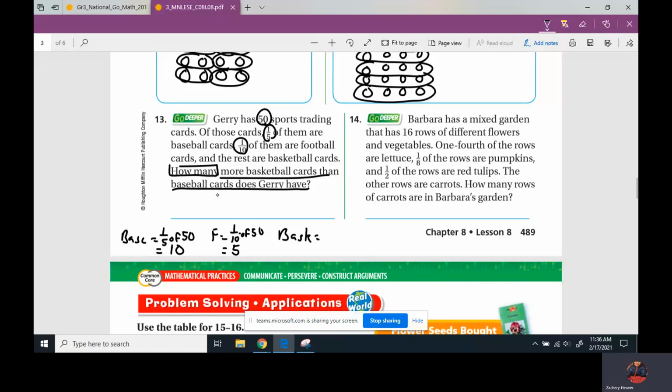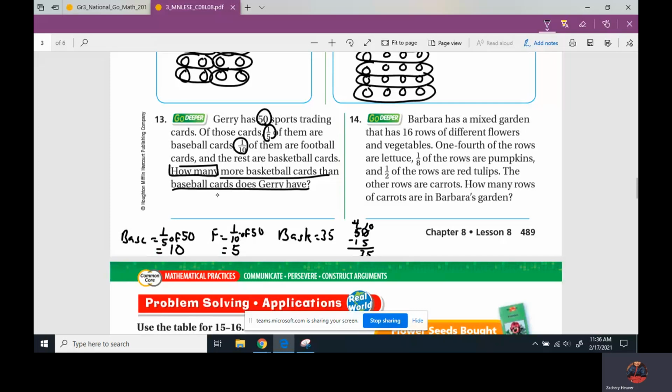So he has 50 total cards. If 10 are baseball and 5 are football, we have 15. So we're going to do 50 minus 15, and we're going to solve it. 0 can't go from 5, so we're borrowing. 0 becomes a 10. 10 minus 5 is 5. 4 minus 1 is 3. So he has 10 baseball cards, 5 football cards, and 35 basketball cards.